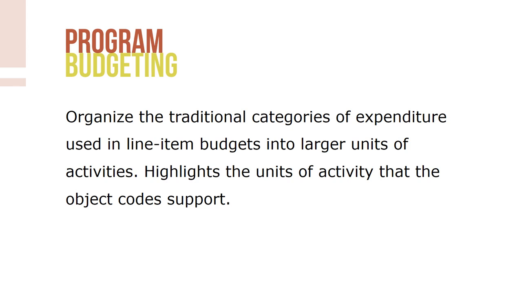Planning, programming, budgeting systems, and program budgeting organize the traditional categories of expenditures used in line item budgets into larger units of activities. The purpose of program budgeting, as the name suggests, is to highlight the units of activity that object codes support. Planning constitutes the essence of program budgeting. The planning process encourages administrators to ask, what are we trying to accomplish?